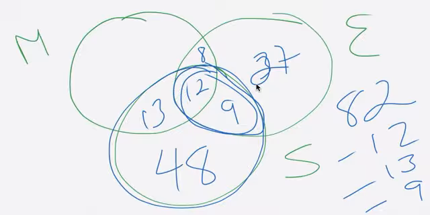Mistake on purpose. No, it was an actual mistake. 27 plus 20 is 47 plus 9 is 56. So that's 27. And the last one here is how many people are taking math?